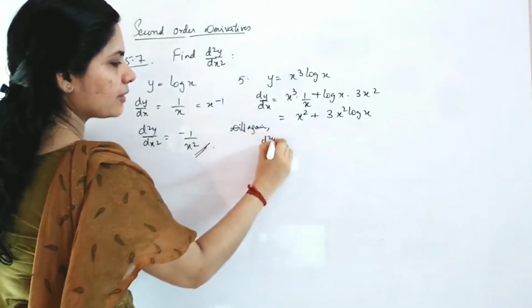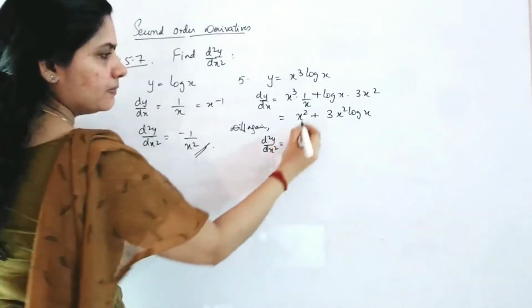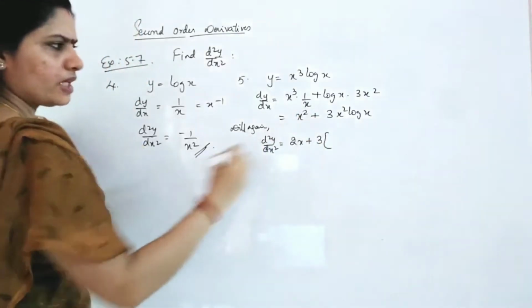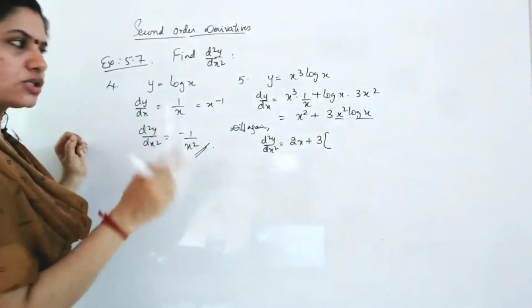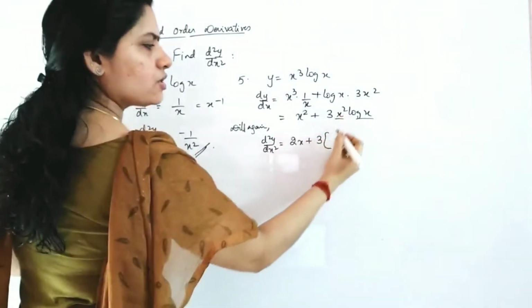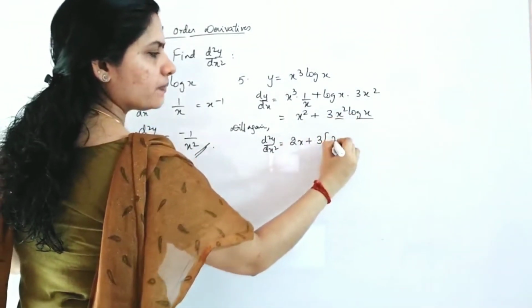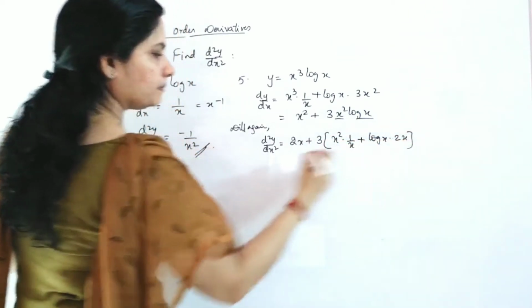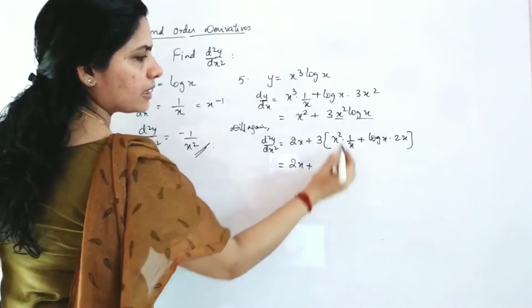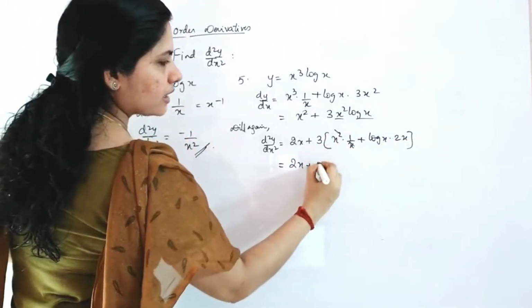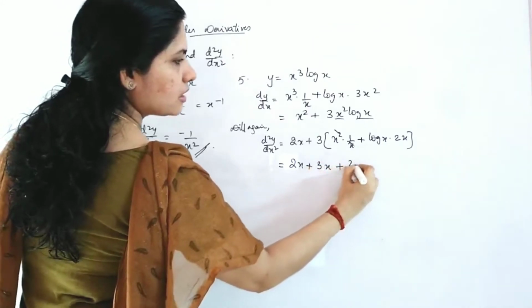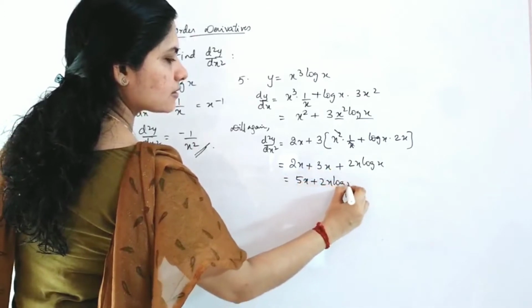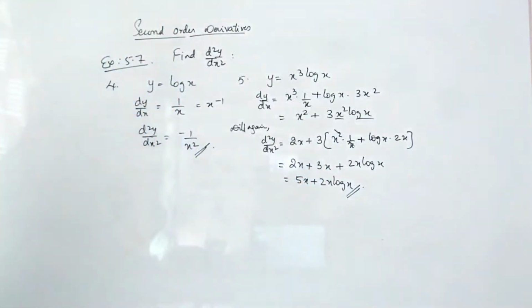Now again differentiating, what you will get d square y by dx square will be derivative of x square is 2x plus 3 into, again here you have two functions, so you have to use your product rule. 3 is a constant, you have taken out: x square into derivative of log x plus log x into derivative of x square. So you have 2x plus, this can be cancelled, so that you will get 3x plus 2x log x, right? So that it is 5x plus 2x log x. Okay.